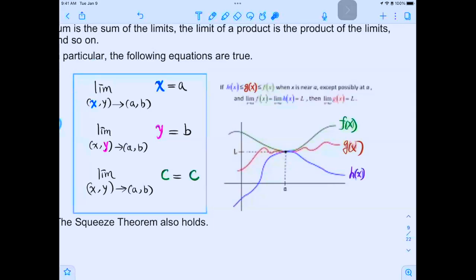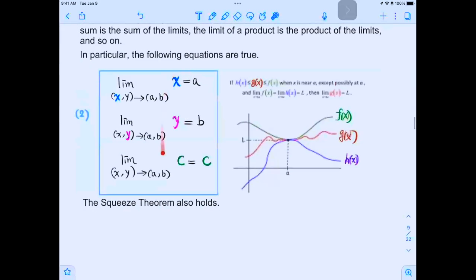So you just need to write f of x comma y, g of x comma y, h of x comma y. If the functions above and below approach the same limit at a comma b, then the middle function has to approach the same limit at a comma b.